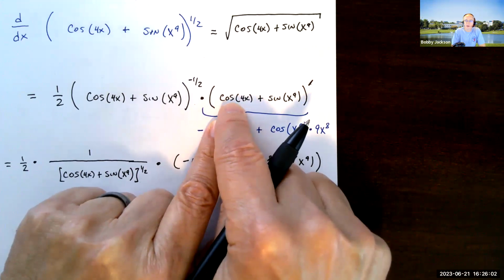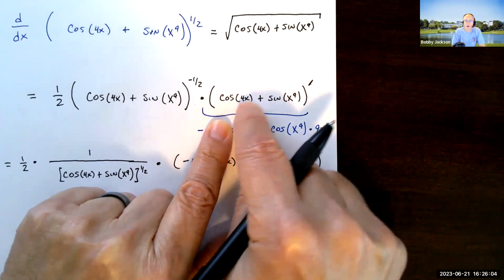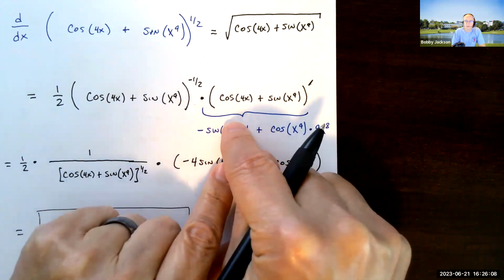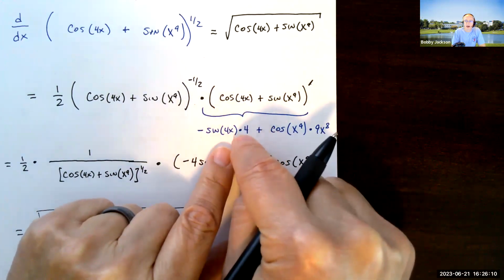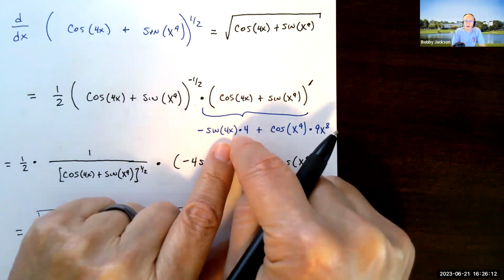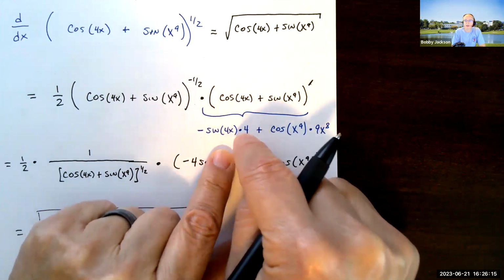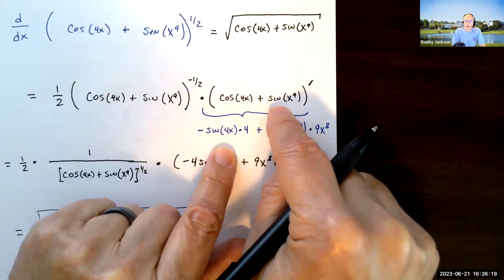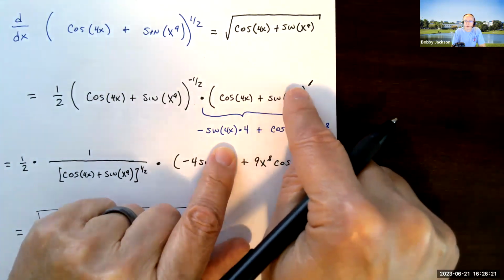Here we have outer function cosine, inner function 4x. What's the derivative of the outer function cosine? Negative sine, evaluated at 4x, times what? Again, remember the derivative of the inner function. The inner function is 4x. What's the derivative of 4x? It's 4. For this one, derivative of sine of x to the 9th, the outer function is sine.